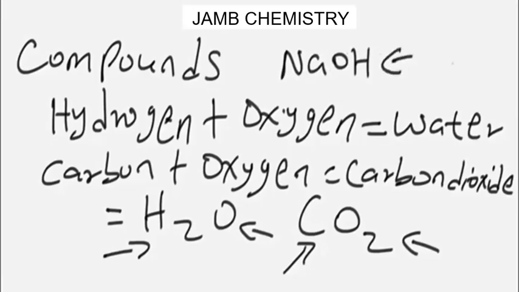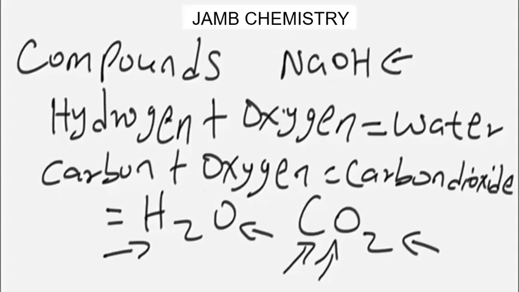Another example is carbon dioxide, which is covalent in nature. A covalent compound is a compound in which a non-metal reacts with a non-metal. So in this situation, carbon is reacting with oxygen, which are both non-metals.